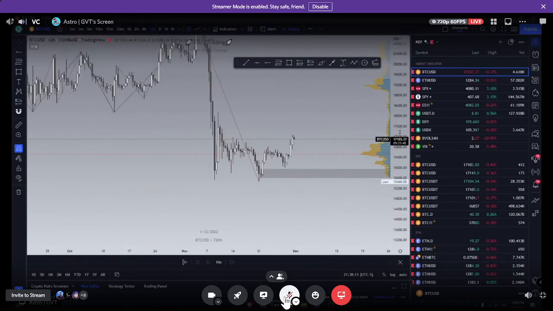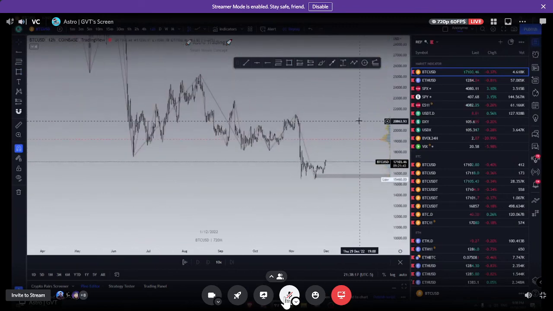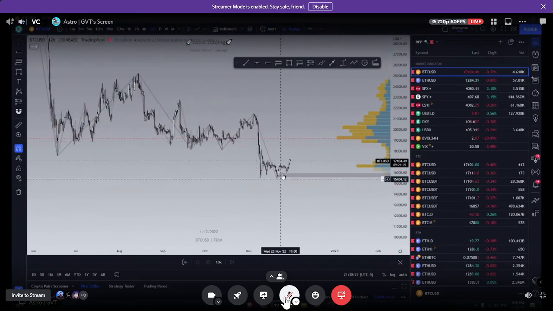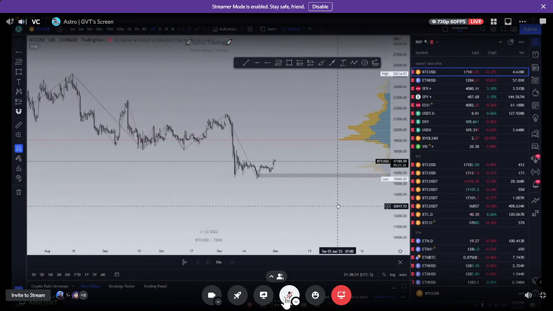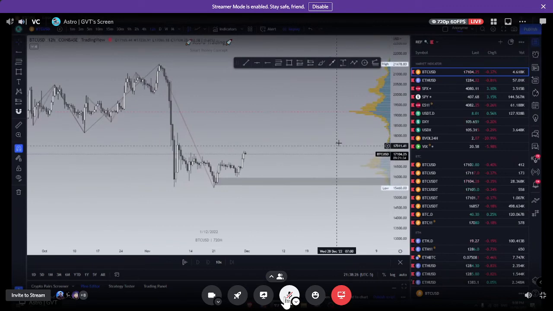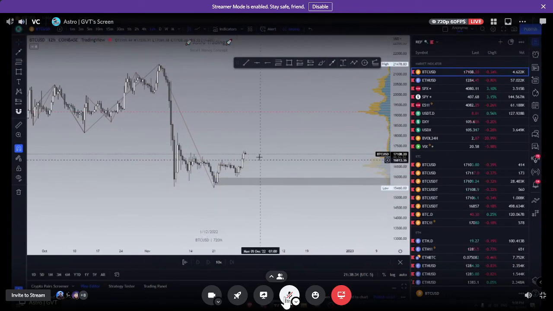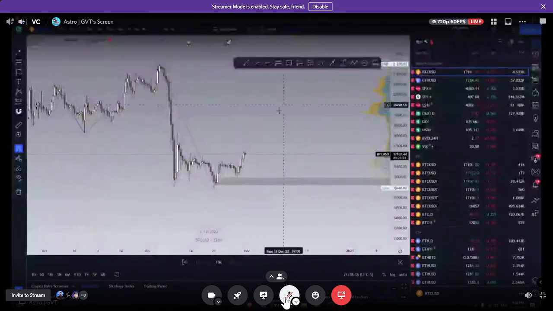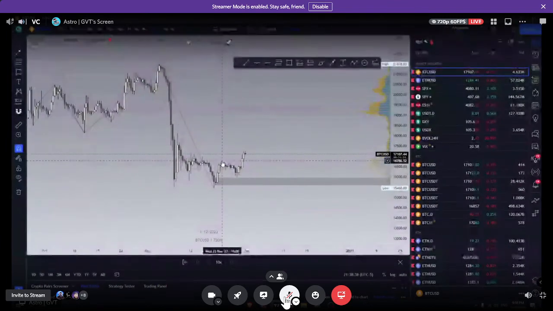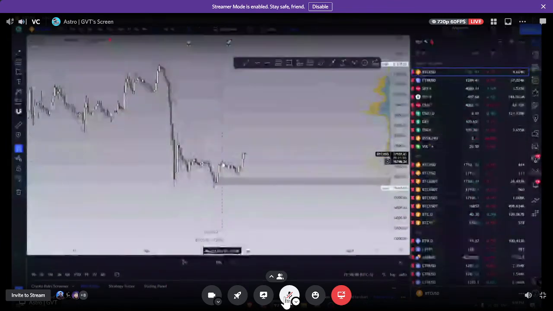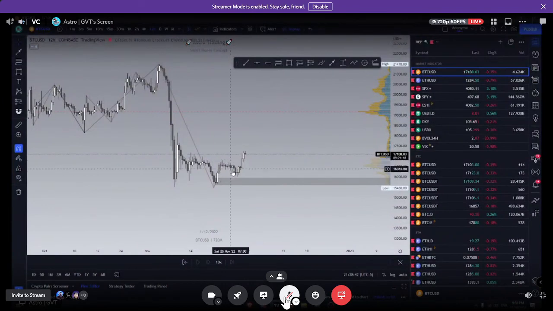Will I take this long? No. Why? Because if you look at the overall structure on the 12-hour, we're just going down, right? No point of trying to take long on this. But after that, when you got a break of structure there, or maybe not, it's not really a break of structure yet, because this is still my high, so we didn't have enough retracement to make a low. It's still the same move.